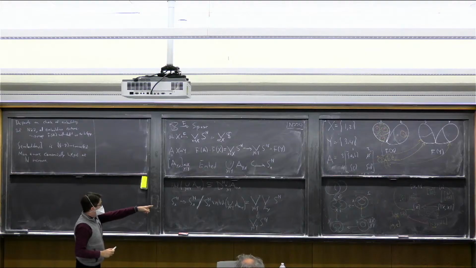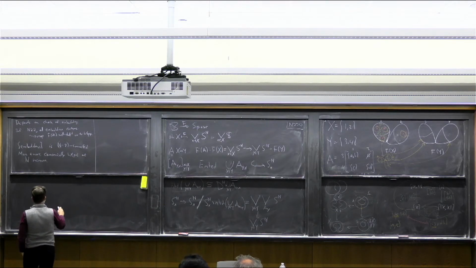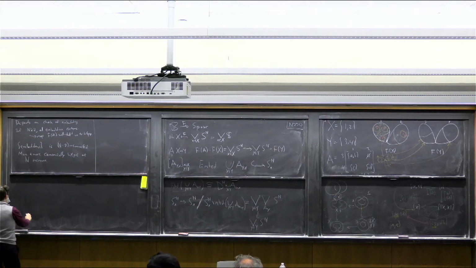So let's try to draw out what this diagram turns into in the Burnside category. So at the bottom left, I have one generator. I'm just considering this generator X. So I have a sphere here, Sn, for the generator X.